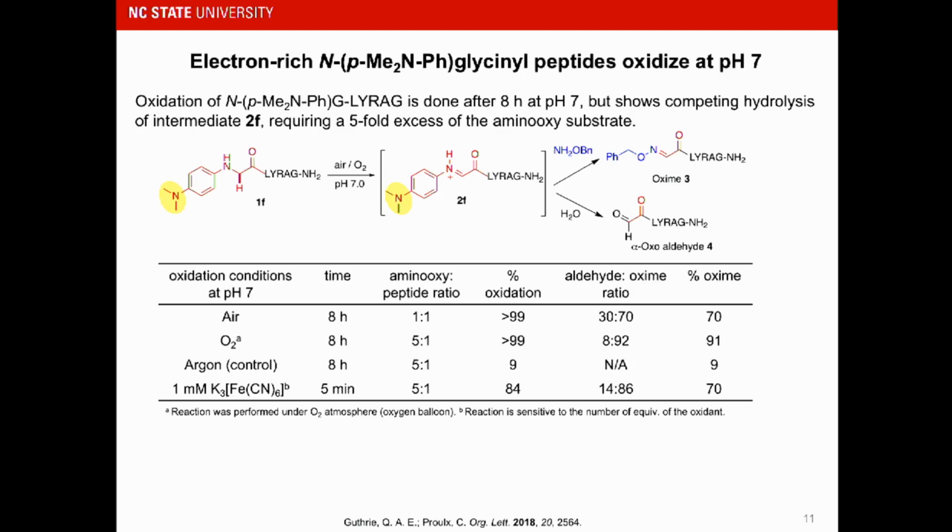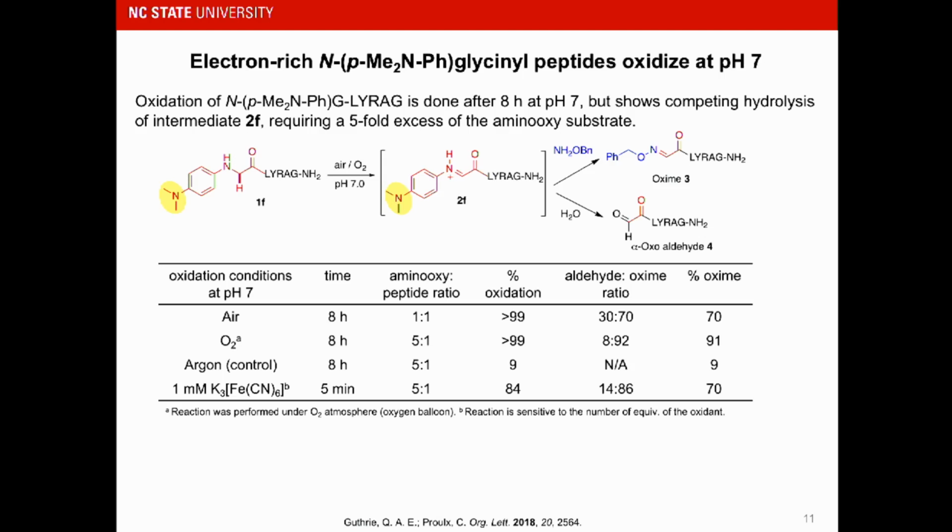So I don't want to go too much into the detail, but you'll notice that we went from air to oxygen atmosphere. If you ever want to try this chemistry, read the SI in detail. I gave my student a very hard time to be very, very specific in there. We need to sparge the solution with oxygen for this reaction to go. Don't ask me why. When you have excess aminooxy, you absolutely need to sparge your solution with oxygen to get this to go.